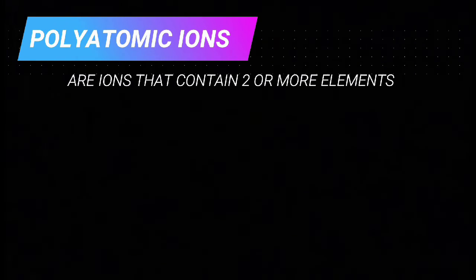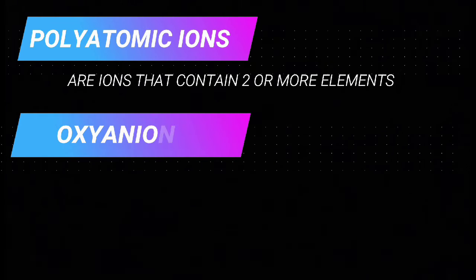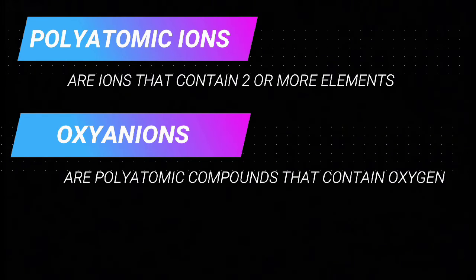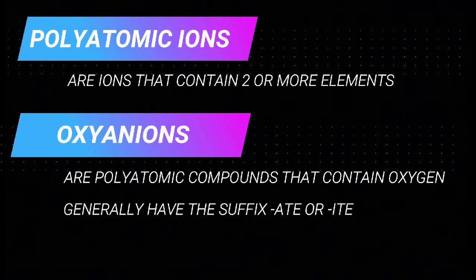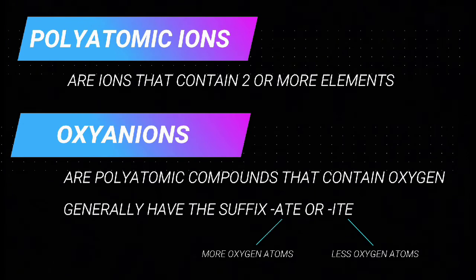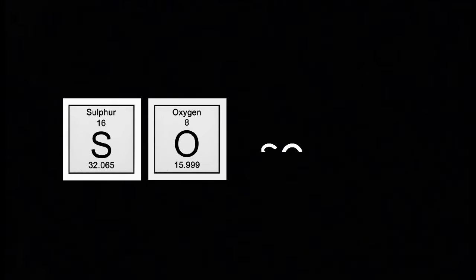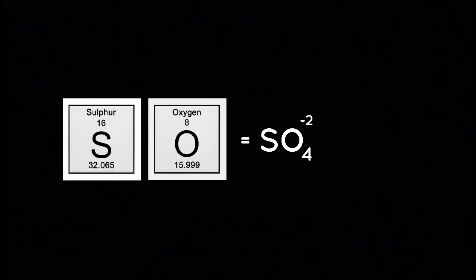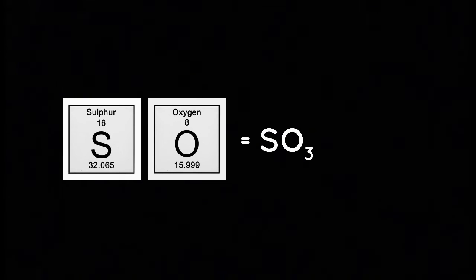A polyatomic ion is an ion that contains two or more elements. Polyatomic ions that contain oxygen are called oxyanions and generally have the suffix -ate and -ite. The suffix -ate contains more oxygen atoms than the suffix -ite. Example: sulfur combined with oxygen with the subscript of 4 and the charge of -2 is called sulfate, and sulfur combined with oxygen with the subscript of 3 and the charge of -2 is called sulfite.